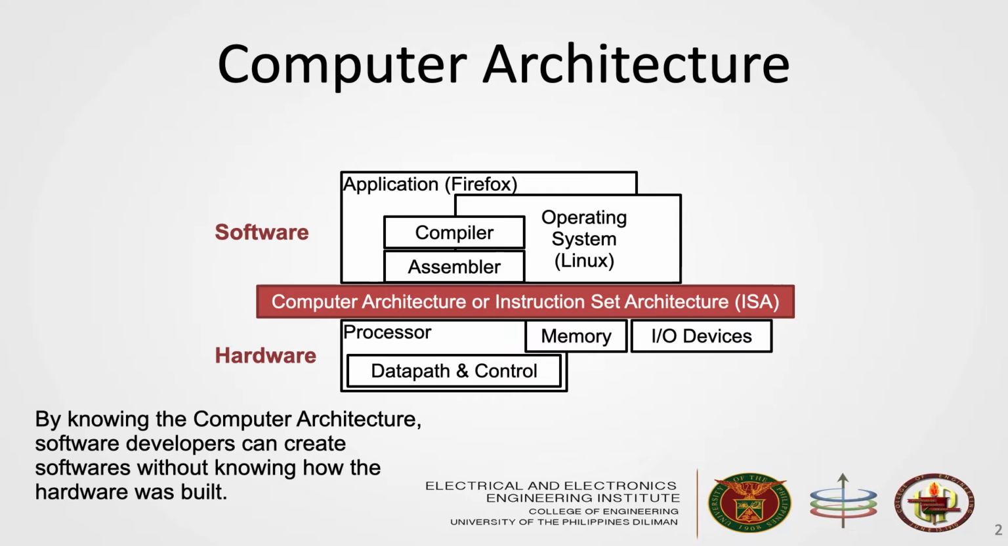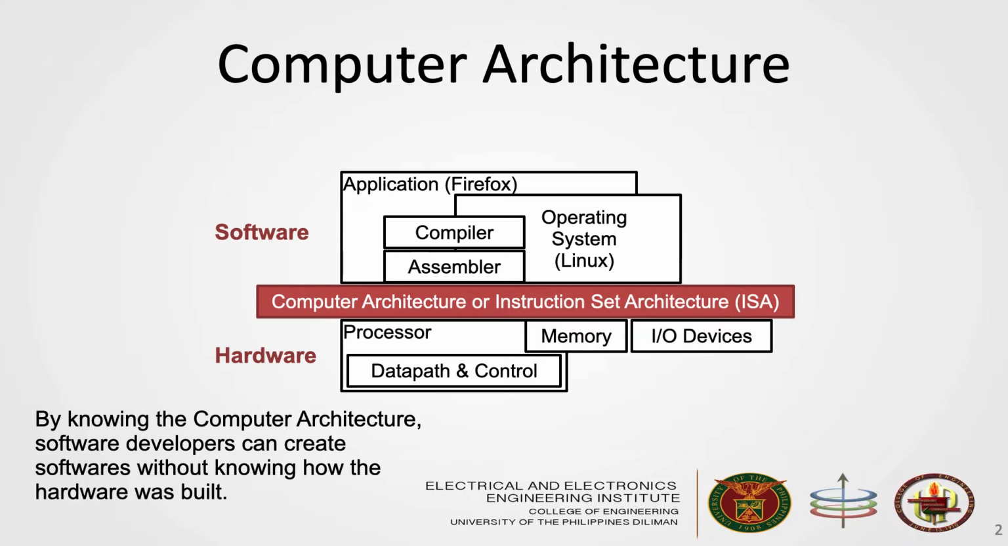In the previous video, we have discussed computer systems, its four major tasks, and its hardware and software components. We have also emphasized at the end of the previous video that designing the hardware and developing the software are done separately by two groups of people. What links the hardware and the software together is the computer architecture. By knowing the computer's architecture, software developers can create software without knowing how the hardware was built.